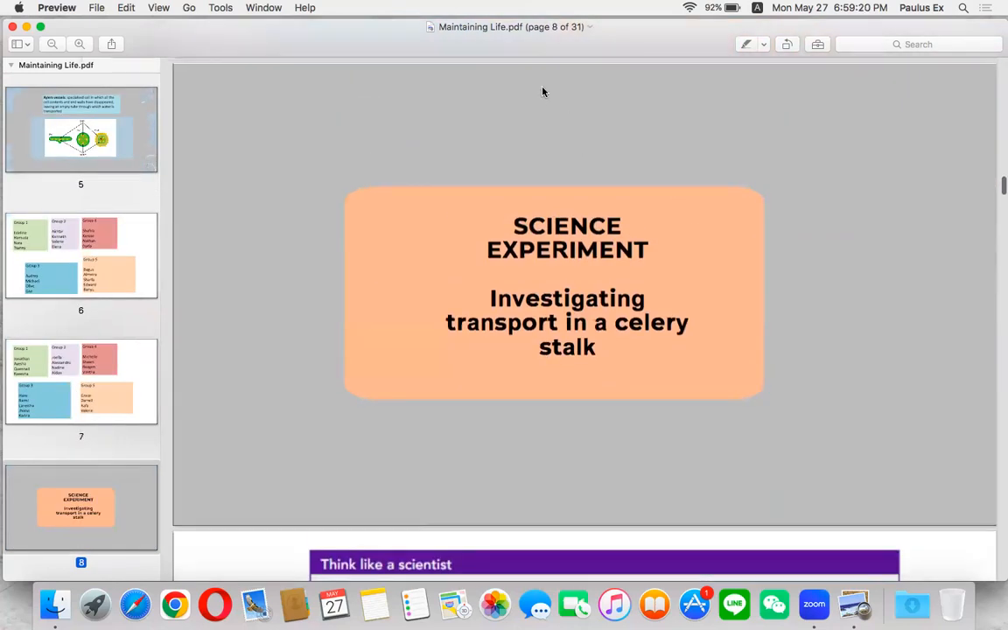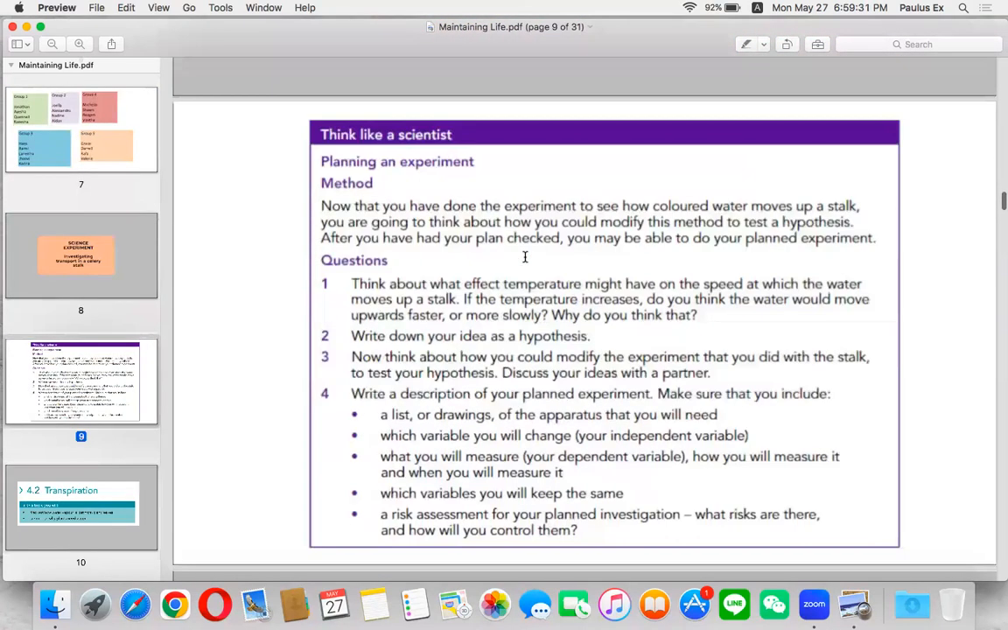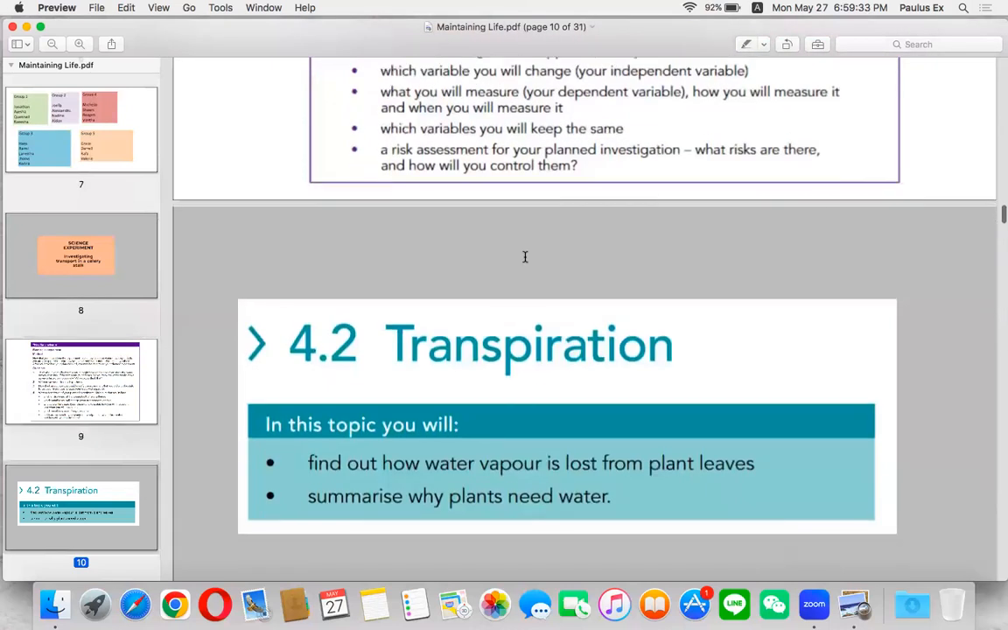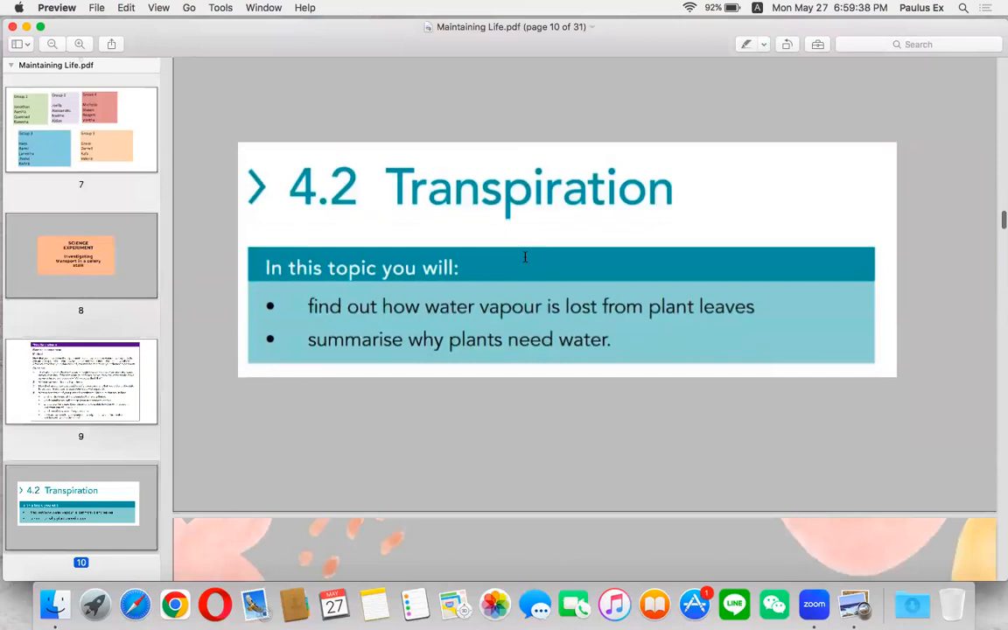Here we discuss the science experiment investigating transport in a celery stalk. Next topic is transpiration, to find out how water vapor is lost from plant leaves.